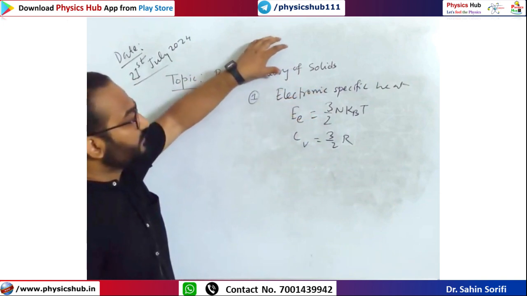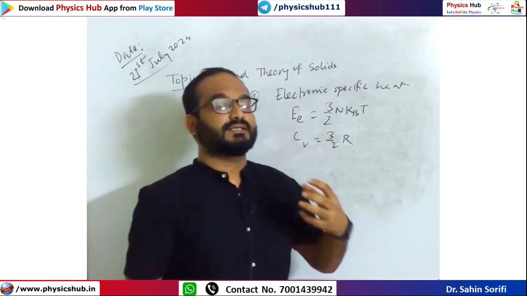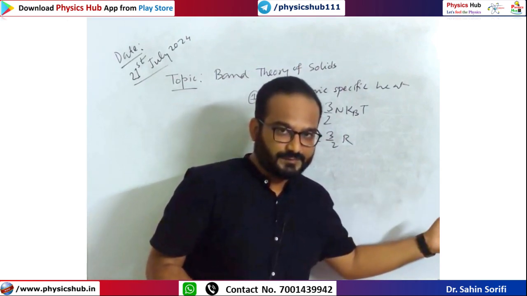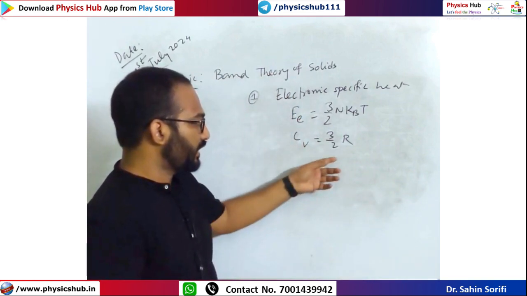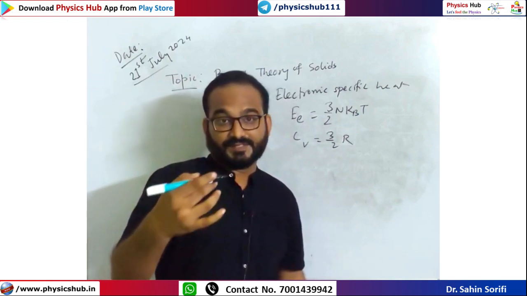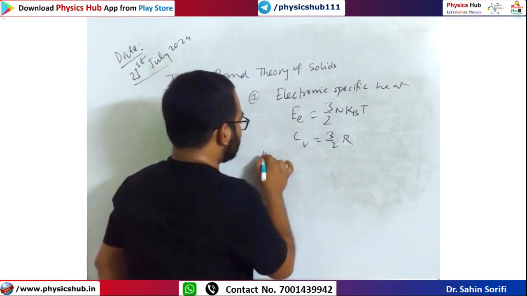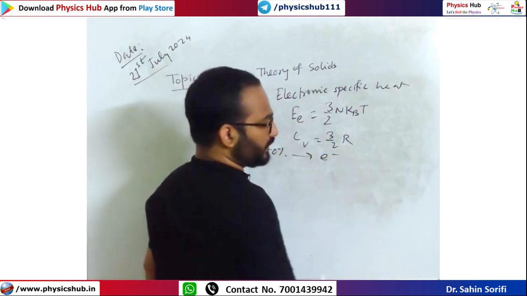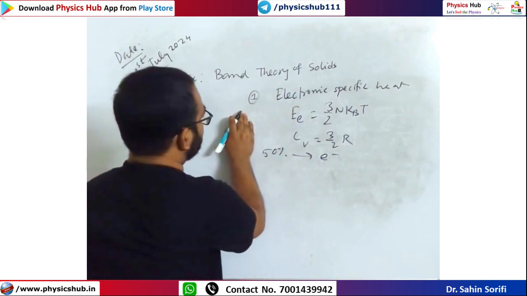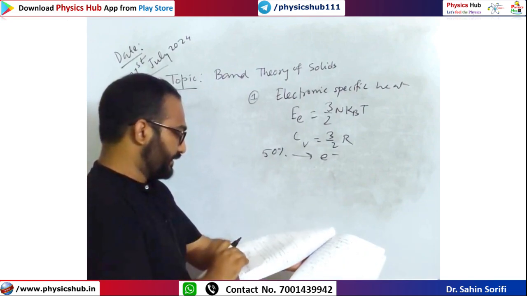So this classical model predicts that 50% of the contribution to the specific heat comes from the electrons only, 3/2 R. But experimentally, the specific heat is 3R. Here we are getting 3/2 R. What does it mean? 50% of the contribution is coming from the electron only. This is not correct. So this is one limitation in the classical theory of the free electron gas.